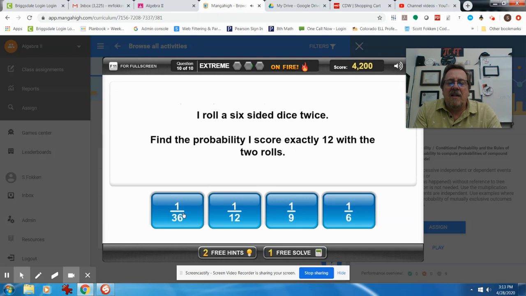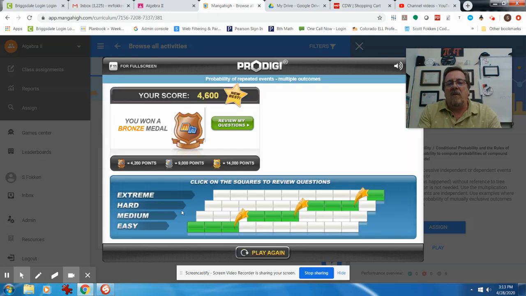If I roll a 6-sided die twice, find the probability that I score exactly 12 with the 2 rolls. Well, how many ways is there to get 12 if you're only rolling twice? 5 and 5 is only 10, so it's not like you can roll 5. You have to roll 6 both times, don't you? And there's only one way to do that. You have to get a 6 the first time, and you have to get a 6 the second time, and there's no other possibilities. So there's one way to do that, and there's 36 different possibilities. So we're going to do that.